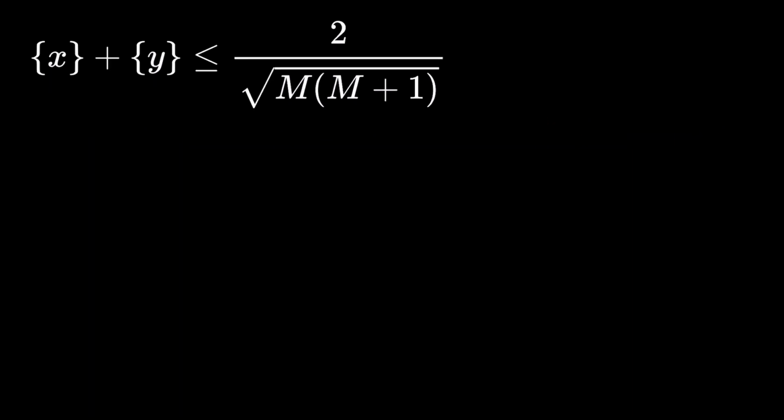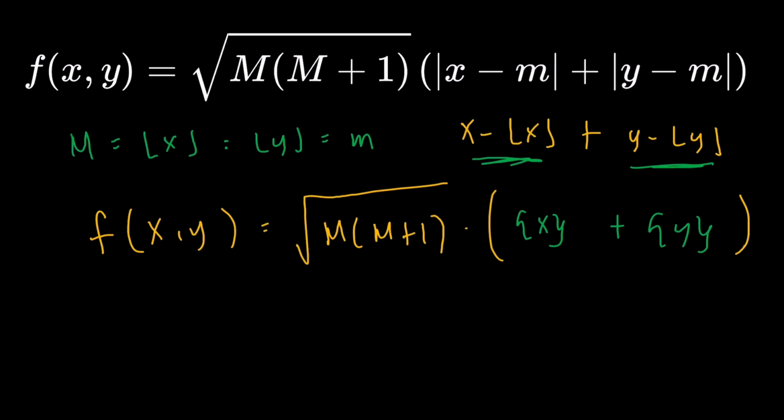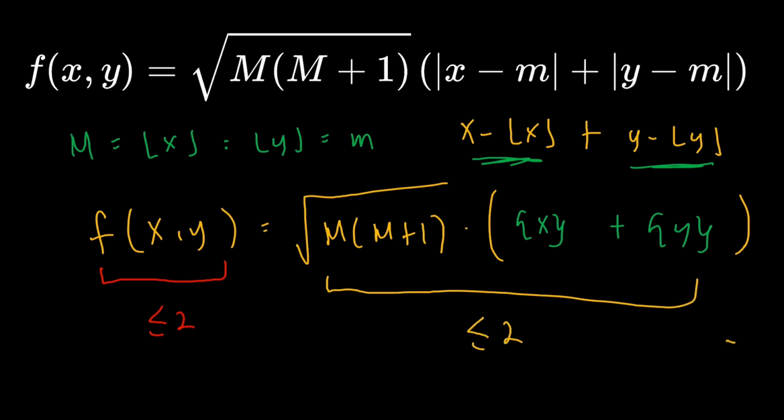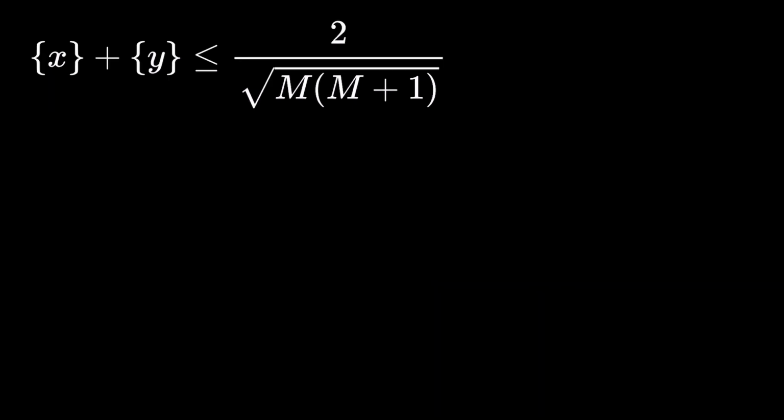And I wrote this here because I'm just solving the equation now, because I want this entire part to be less than or equal to 2. And I divided both sides by the square root of m times m plus 1. And I'm going to reach this point. So the fractional part of x plus the fractional part of y is going to be less than or equal to 2 divided by the square root of m times m plus 1.